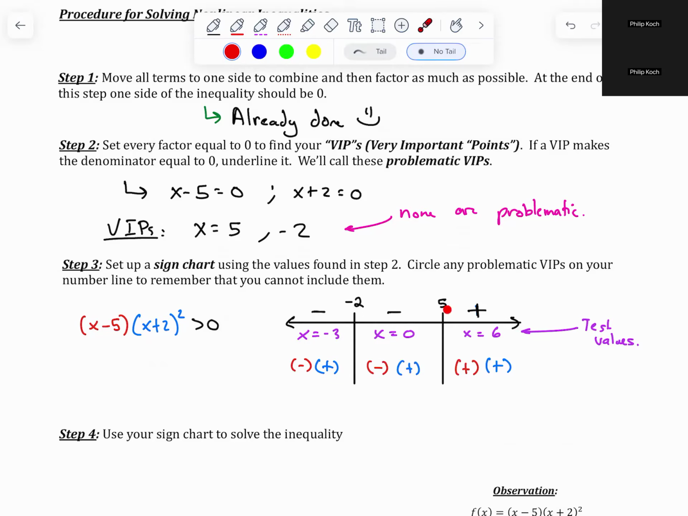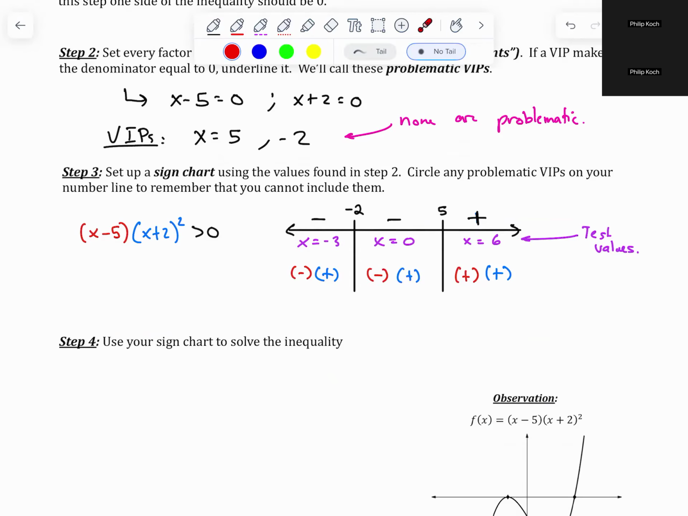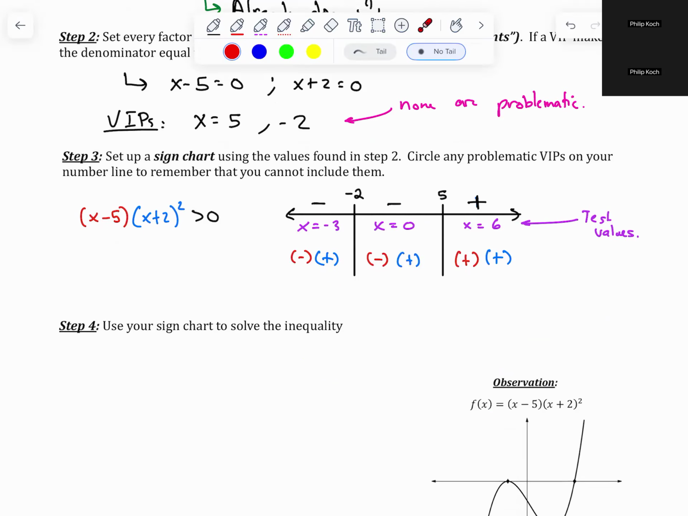Between -2 and 5, it is also negative for any value. You plug in 1, it'll be negative. I guarantee it. If you plug in 1, you plug in -1, you plug in -1.999, it'll always be negative. And then from 5 to positive infinity, this expression, without the inequality symbol for a second, will always be positive, no matter if you plug in 5.01 or 5 billion.01. It will always be positive. So, use your sign chart to solve the inequality.